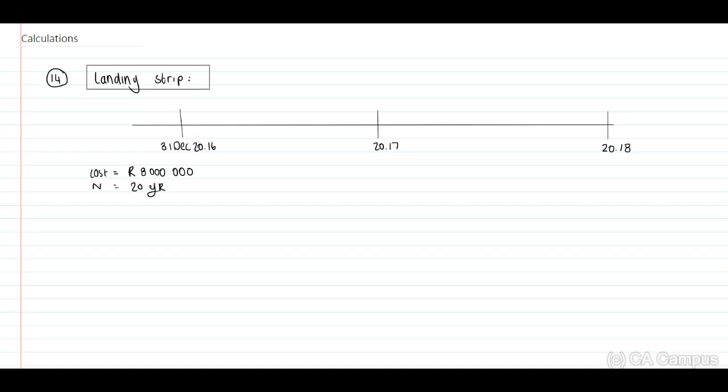Therefore, guys, new calculation 14, my landing strip. I've included a timeline for explanation purposes. Remember, we need to prepare our PPE note for 2018. Therefore, when you look at this timeline for this yellow section, guys, we need to determine our depreciation. But to be able to do this, we have identified that there is IFRS 1 costs that we need to capitalize on 31 December 2016, our initial recognition period.